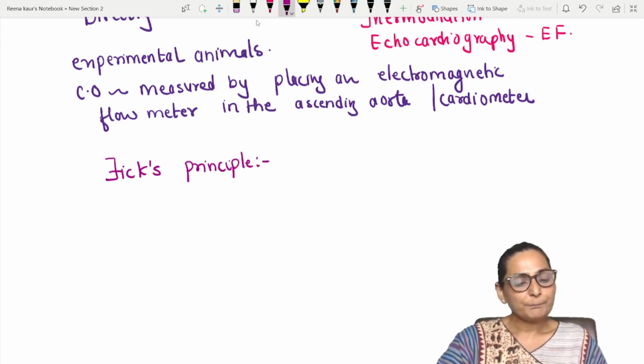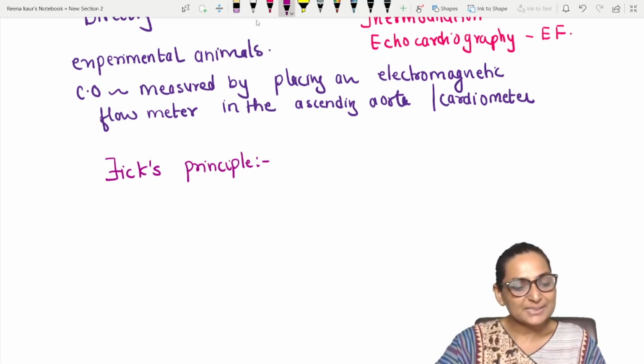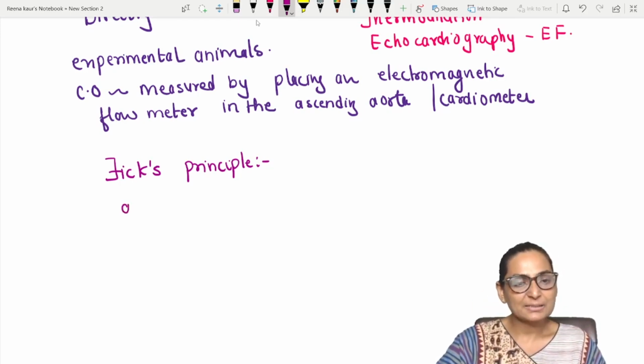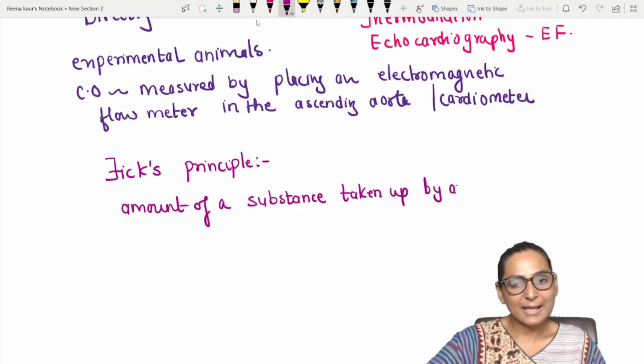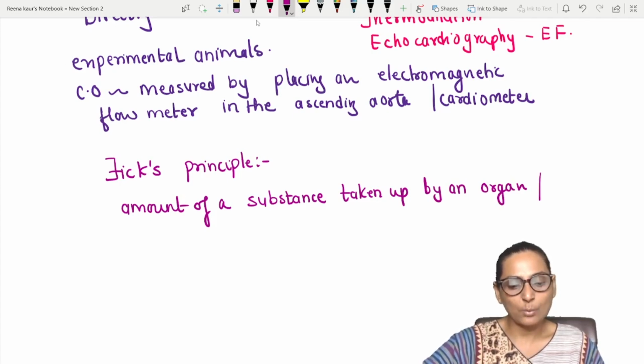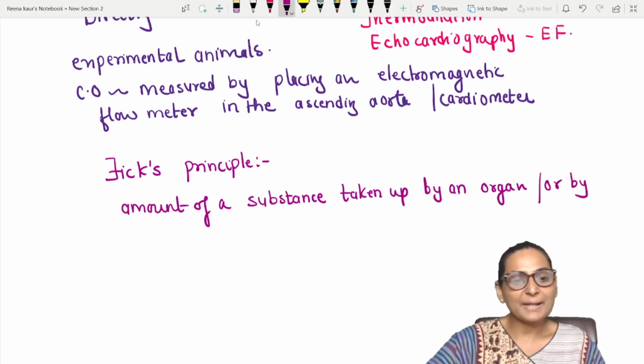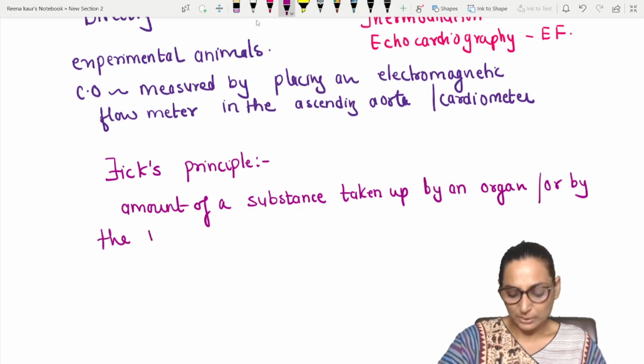Right? So what is the Fick principle? It is used to measure cardiac output. The Fick principle is defined as the amount of a substance taken up by an organ or by the whole body per unit time.